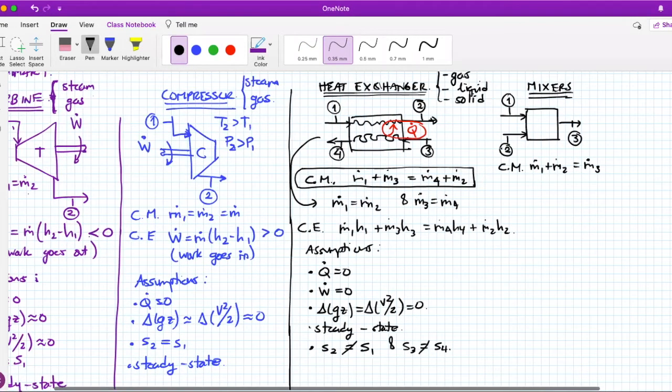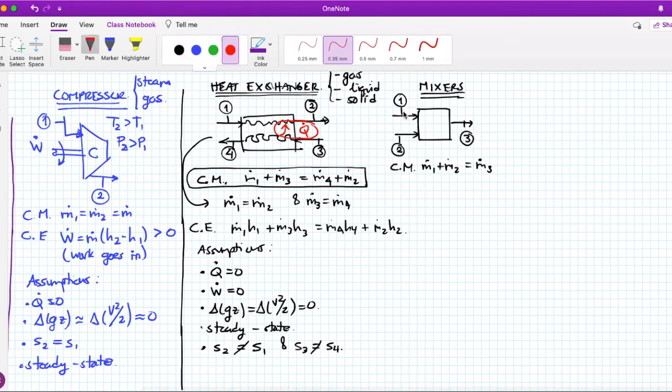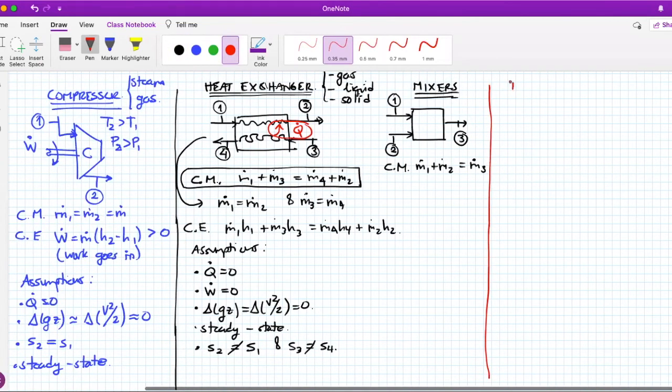Moving on, let's just move on to another. I'm going to use another color. So another machine. This machine is called the nozzle.